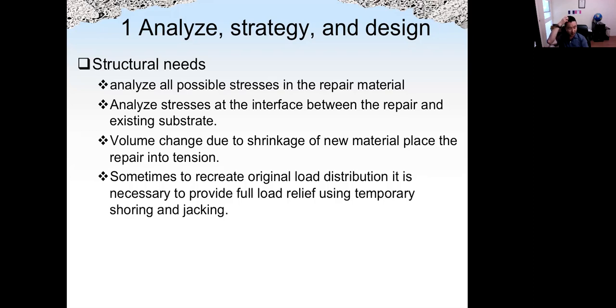We also need to consider the volumetric change due to dry shrinkage, because dry shrinkage of new materials will be more compared to existing old structures. Most of the shrinkage will occur in the first several months after casting. And sometimes we even need to recreate the original load distribution, to provide the full load relief using temporary shoring and jacking. We'll give an example of that later.